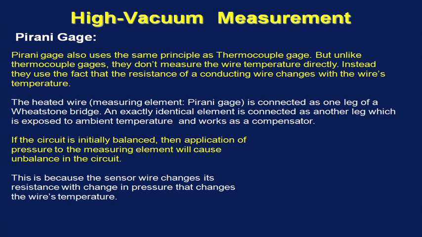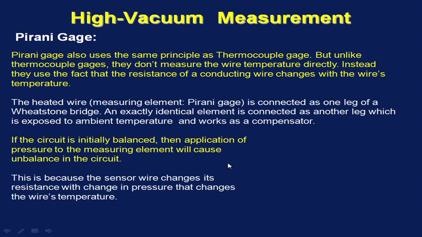because when you apply pressure to the measuring element which was heated, the heat loss or the temperature of that resistance wire will depend on the gas pressure. The same way, that is exactly what we have seen in case of thermocouple gauge.